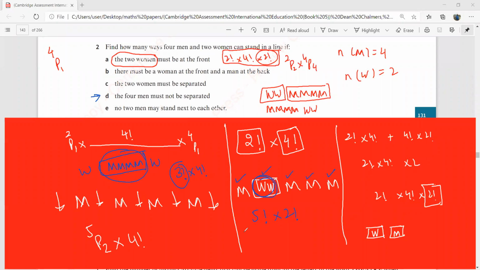Sir, that will be 0, there is no possibility. Yes, 0. You must have courage to say 0, because this is not possible, that all men are separated from each other. There should be at least 3 women if you want to do that.